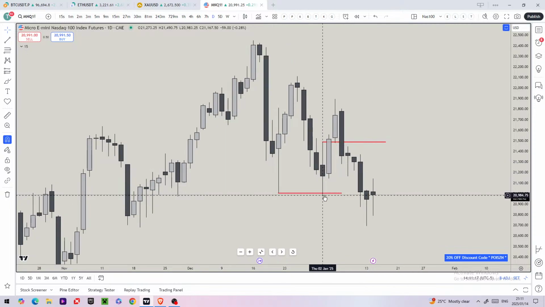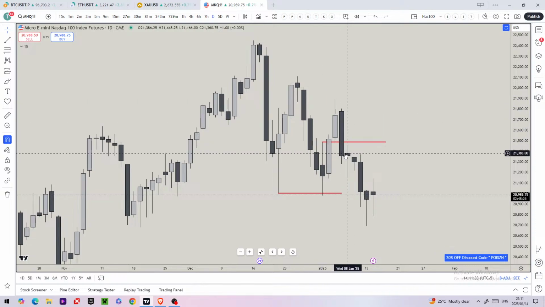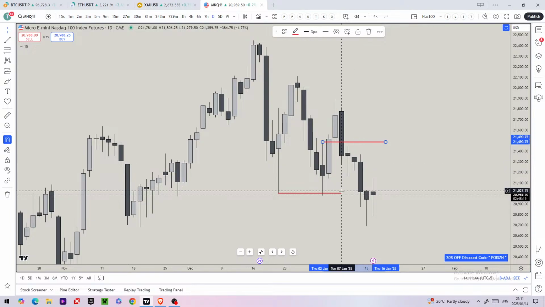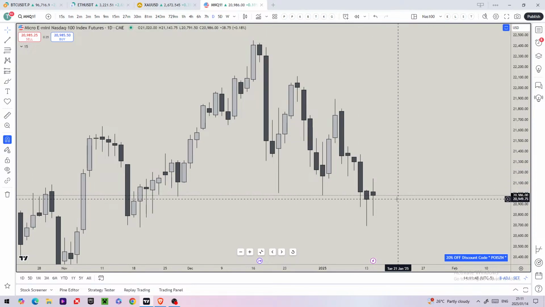Wicks below lows indicate higher pricing. Closes below lows indicate lower pricing. Closes above highs indicate higher pricing, and wicks above highs indicate lower pricing. It's what we call a concept of willingness to go higher or lower. So if you're looking for a daily bias, then this is what I use on different time frames, right?